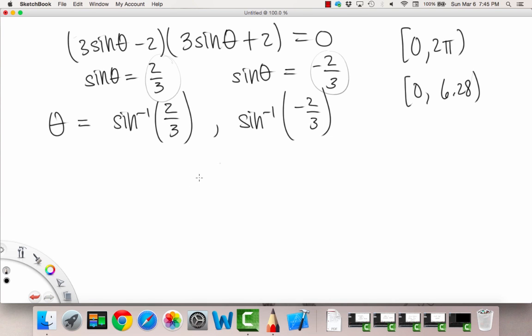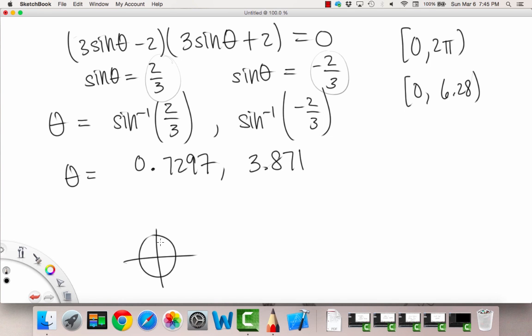When we plug these into a calculator, we're basically just going to get the values of 0.7297, and for this one we'll get an answer of 3.871. The thing is, these actually happen at 2 points on the unit circle, so let's do this first one. Sine is equal to 2 over 3, so we got an answer like this, somewhere in there. There's another one that occurs at this angle here.